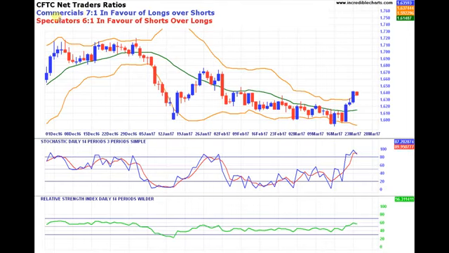And you can see commercials 7 to 1 in favour of longs over shorts. They've got 7 times as many longs as short positions. Speculators, non-commercials, the other way round. They've got 6 times as many shorts as longs, and both groups added this week. So we know we've got good divergence between the smart money and the speculators.